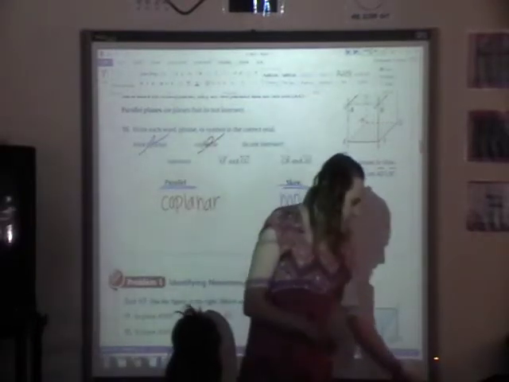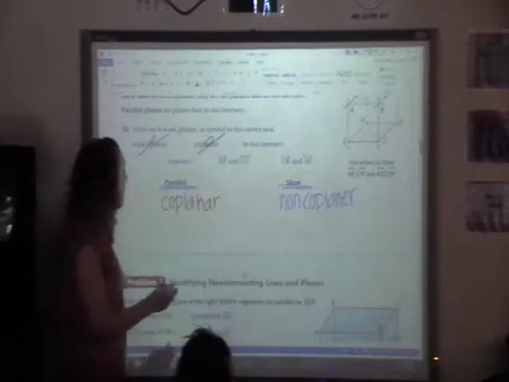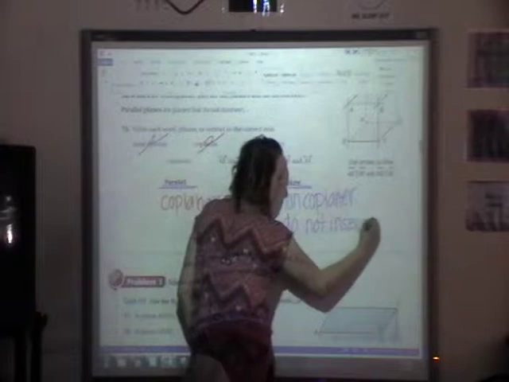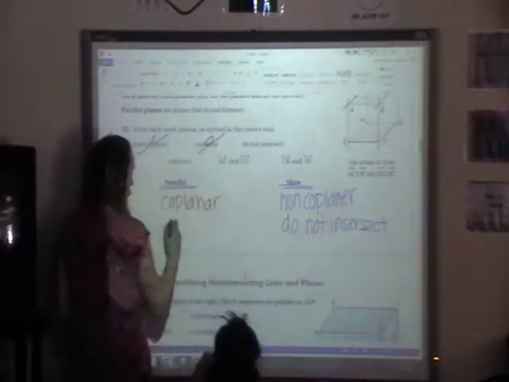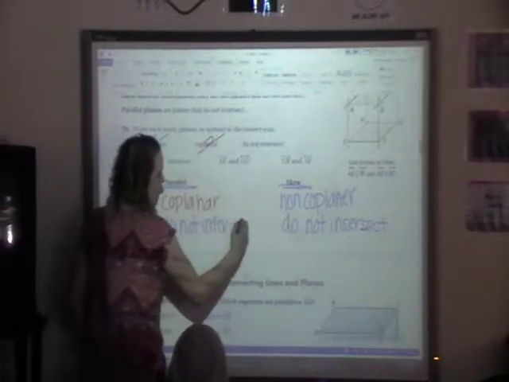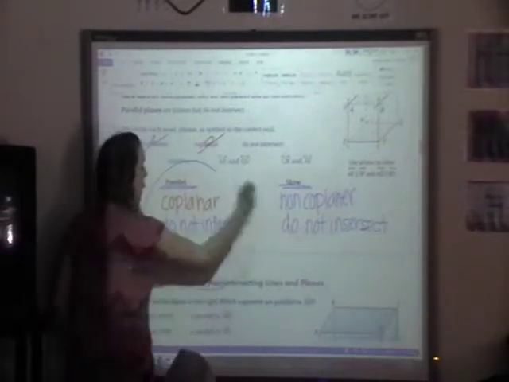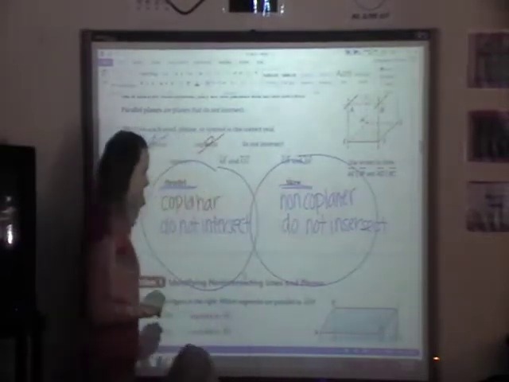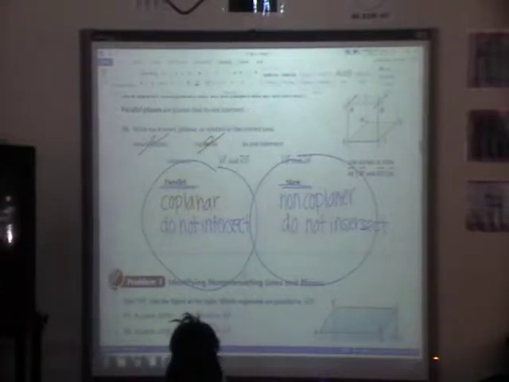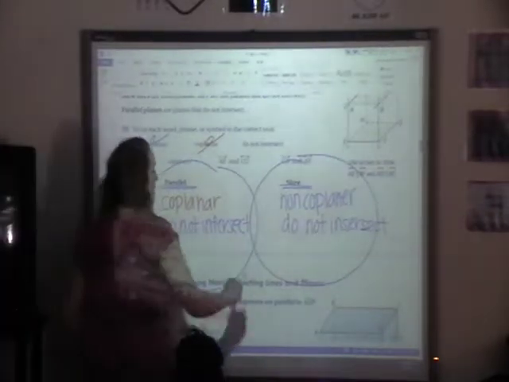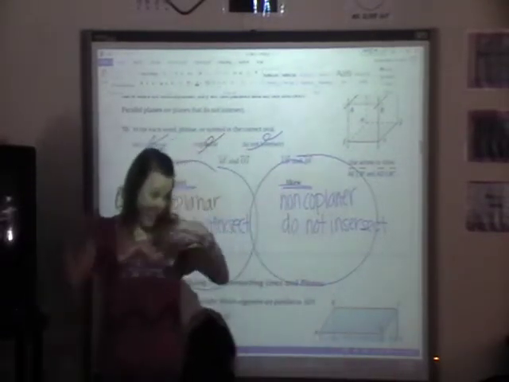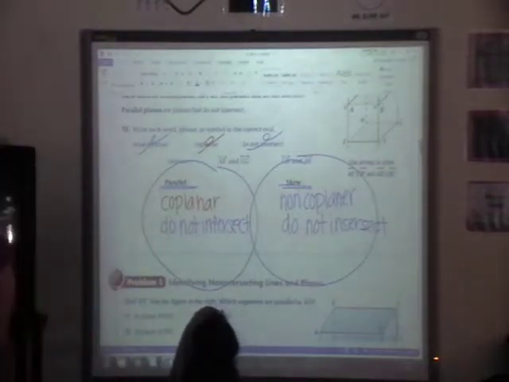Do not intersect. Skew, I can agree they'll never intersect. And so will parallel. Can we just write it in the middle? Sure. Because this is a Venn diagram. That's a math thing right there. Coplanar. See, like you have a co-pilot, you're both flying the plane. Coplanar, they live on the same plane. More than one line.